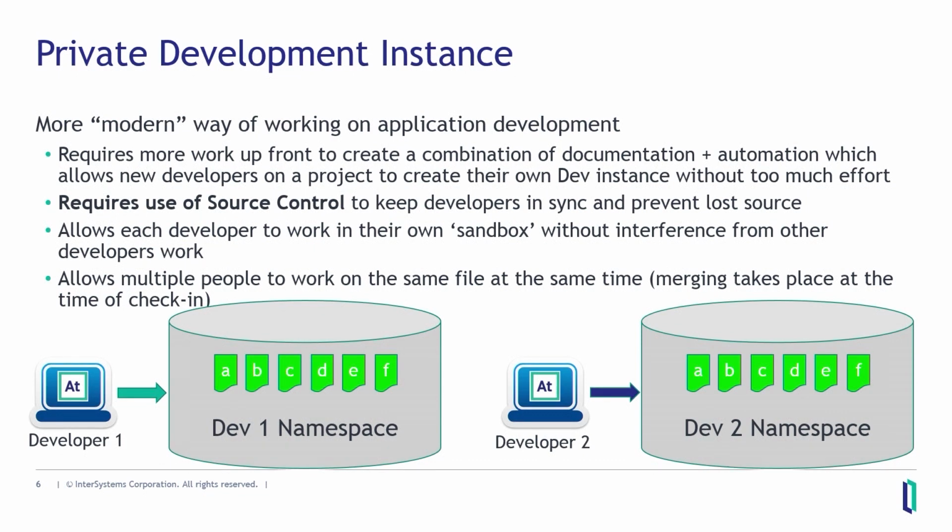A private development instance is a little different. Each developer has their own namespace that they connect to that has the files, the classes, the routines, et cetera. It's a more modern way of working. When you think about most modern languages that you're actually compiling, you're working with your JavaScript source or your C++ source, and you're working in it locally. Then you run through a build process and send it out somewhere to be tested. So typically, developers with other languages are used to working in this scenario, but it absolutely requires source control in order to keep everything in sync.